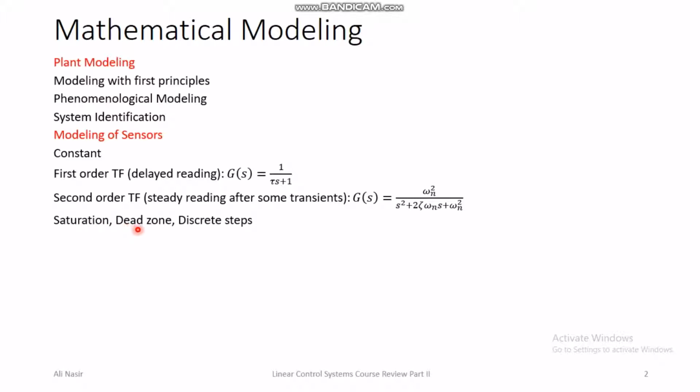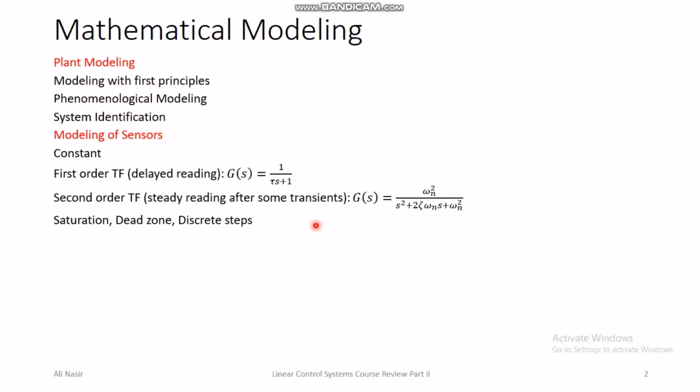Similarly, dead zone is a phenomenon where sensors give you zero reading for very small magnitude inputs, and discrete steps means that the sensors can only measure something in discrete steps. It cannot measure a quantity in a continuous manner. By the way, an example of a sensor which gives you a delayed reading is a tachometer or a speedometer, where you apply the speed to it and it gradually goes up to the actual speed that is being applied to the input of the speedometer or tachometer.